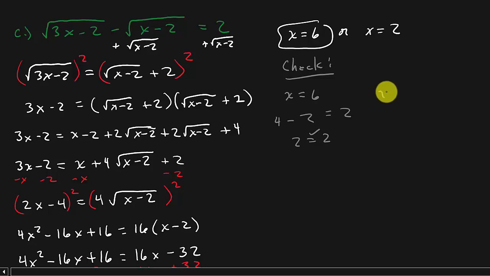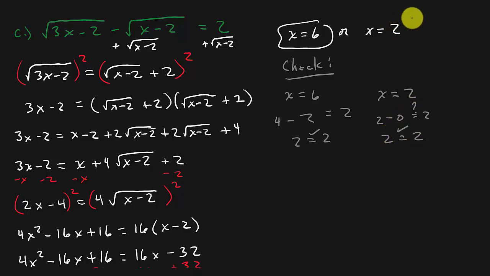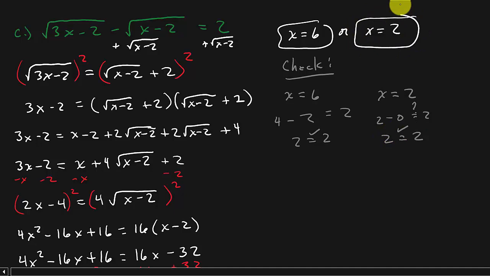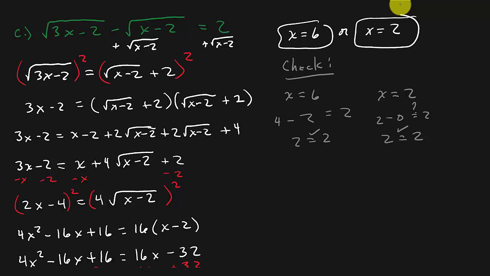And then we're going to plug the x equals 2 in. We'll check that. That's what? That's 6 minus 2 is 4. Square root of 4 is 2. And then plug this 2 in. 2 minus 2 is 0. So that's minus 0. Does that equal 2? 2 equals 2. That one checks also. And so both of them work. Okay? All right.